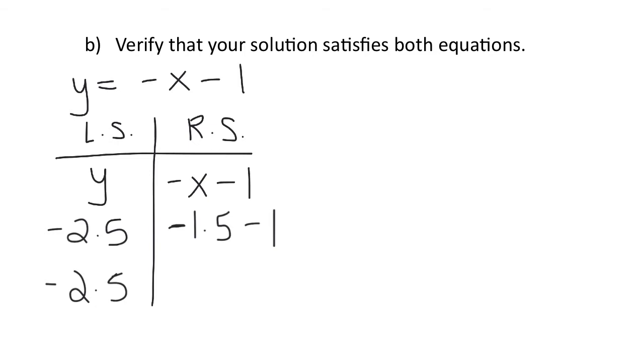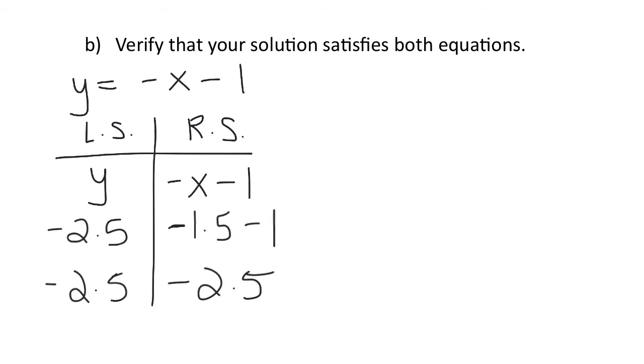But in the right side column, we do have some math to simplify or calculate. So we have negative 1.5 minus 1. Now, negative 1.5 minus 1 is negative 2.5. This is what we are looking for. If we take our point of intersection and plug it back into the equation, you want to see the same number appearing on both the left side and the right side. This is verifying that that point of intersection satisfies this equation.